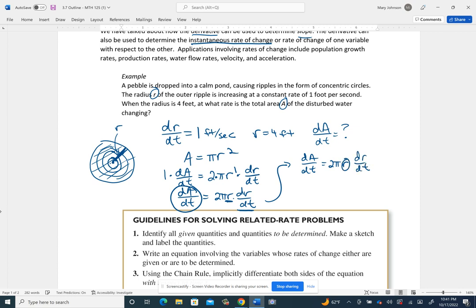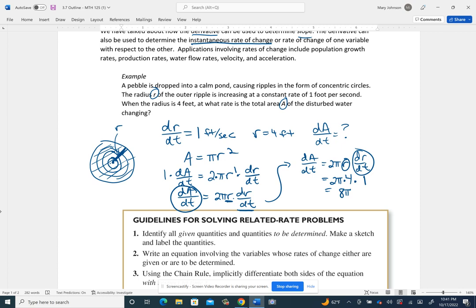All right, so I know my r and I know my dr/dt. I want to know what the rate of change is at the instant when the radius is 4. dr/dt I was told was 1. So I'm going to get 8 pi. And a lot of times they want it in terms of pi when you're dealing with formulas related to circles and spheres. And so the rate of change of the area with respect to time is 8 pi.